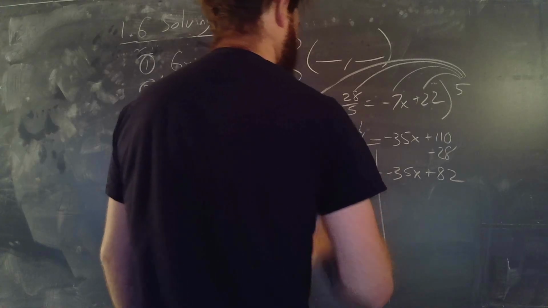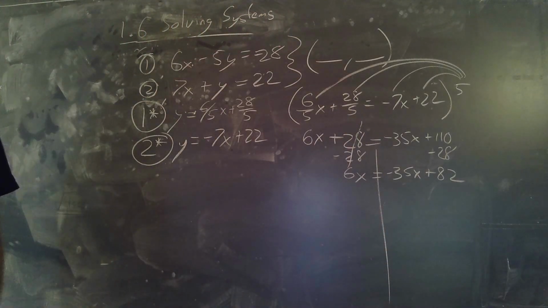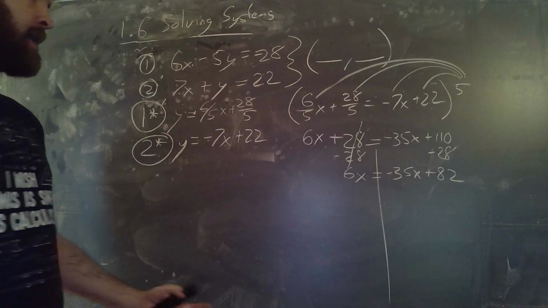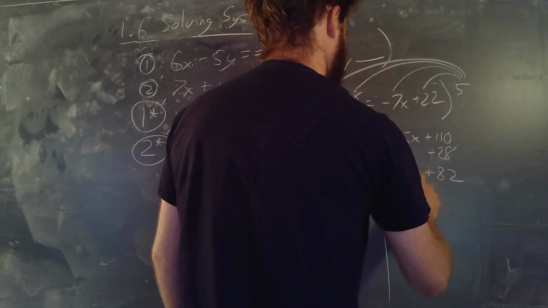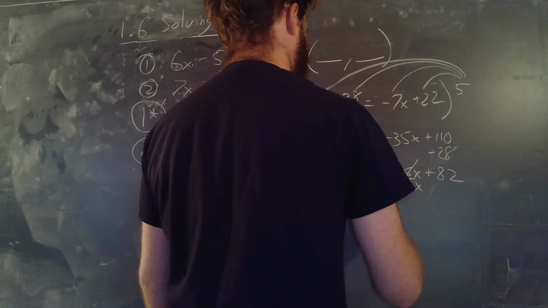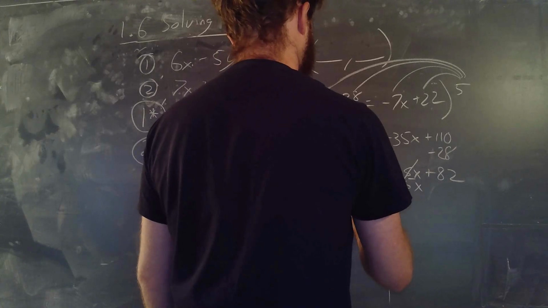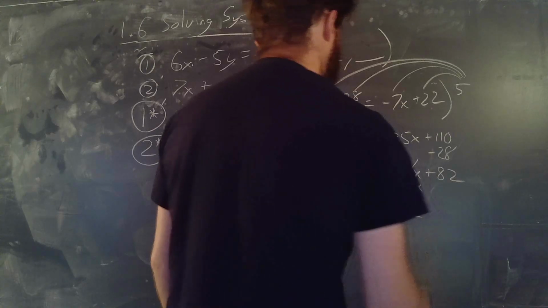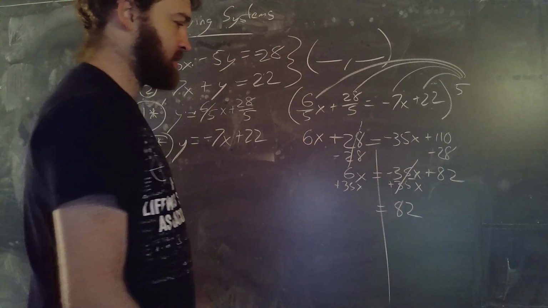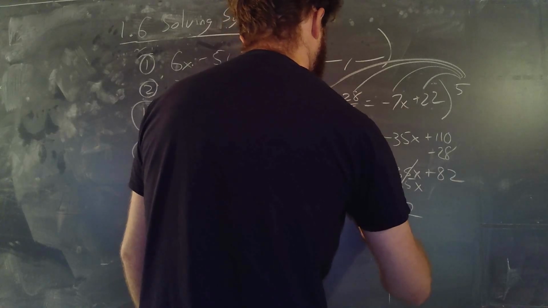So I'll have 6x on the left and negative 35x plus 82 on the right. Then I can add the 35x over, which has the effect of canceling the right-hand side 35x down to 0, leaving me with just 82 on the right. And then I'll have 6x plus 35x, which gives me 41x.